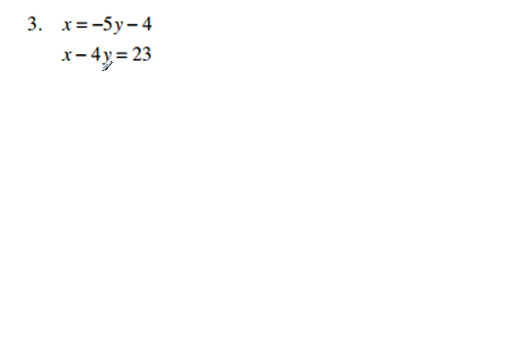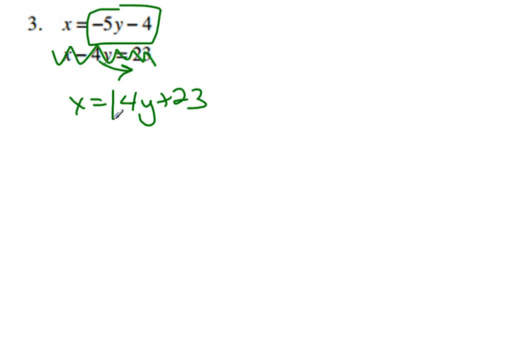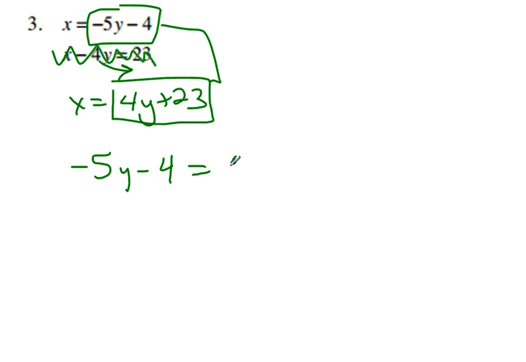Okay, so here I'm going to put the 4y to the right side and get x equals 4y plus 23, or 23 plus 4y. Okay, now get rid of this, and now we have the 2 things they're equal to is x. So this equals this. This is the equal values method. Okay, so negative 5y minus 4 equals 4y plus 23.